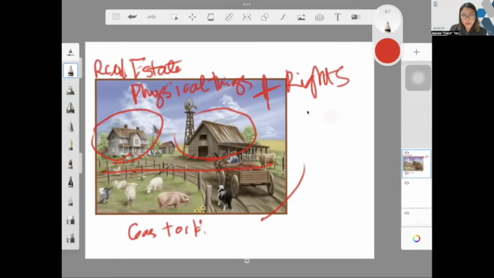There are different rights. It could be ownership, it could be possession, all the legal rights attached to the physical things. It's the possession and enjoyment, right? You cannot call this real property without a legal right to the real estate, the buildings or even the land itself.